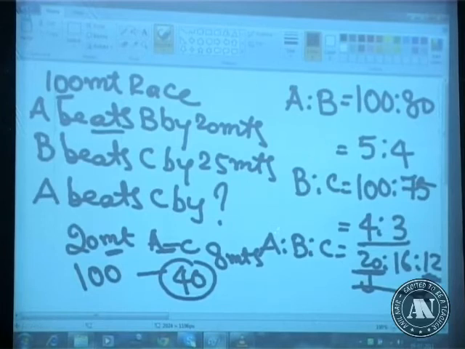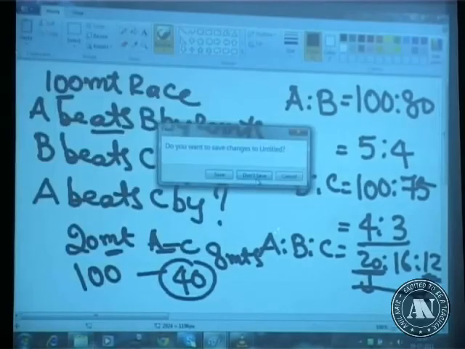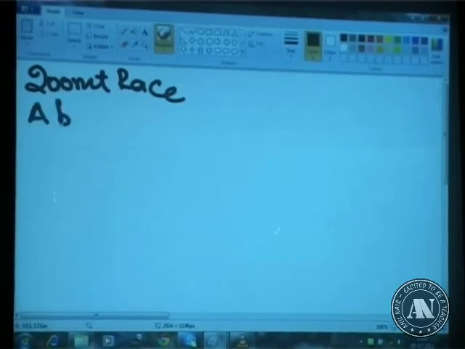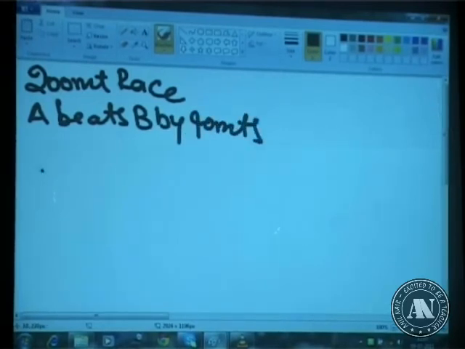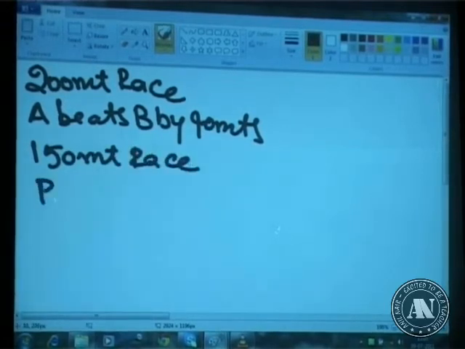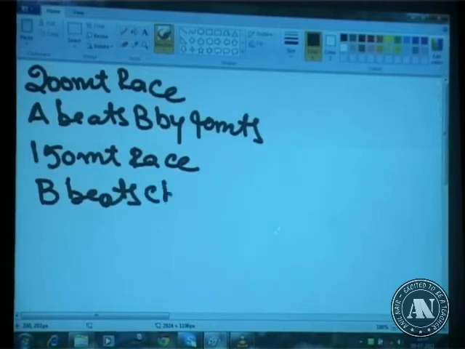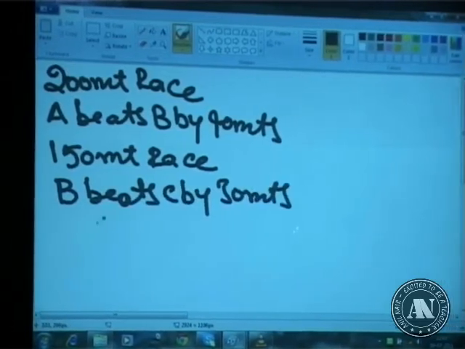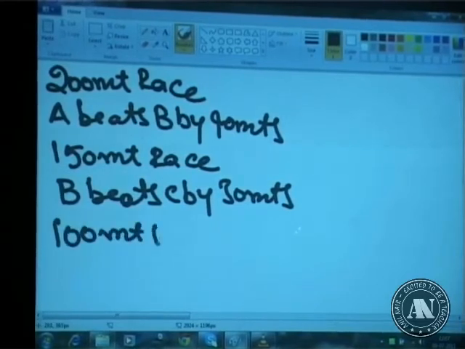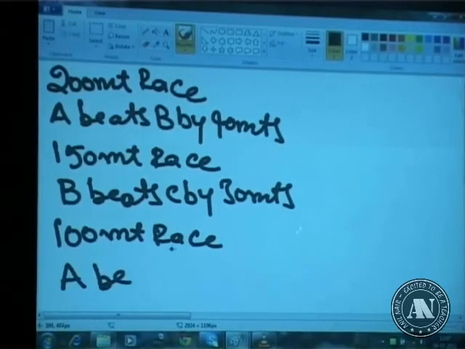One more. Now don't worry, even if the first question is not clear, there will be one more question, a parallel question. In a 200 meter race, A beats B by 40 meters. In a 150 meter race, B beats C by 30 meters. In a 100 meter race, A beats C by how much?